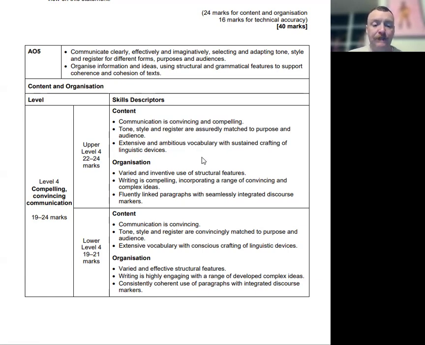You can research this in a little bit more detail on YouTube. There is a wealth of resources out there to help you with this. And the last bullet point there, extensive and ambitious vocabulary with sustained crafting of linguistic devices. So it's bringing your structure, it's bringing your language all to play.